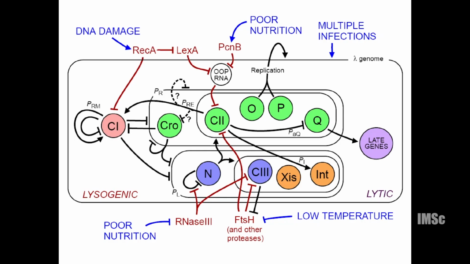You expect the other proteins to be much more noisy than C1 and CRO? Not necessarily. So a lot depends. Some are not. These two proteins are known to have a fair amount of fluctuations, but other proteins don't. Some of these other proteins are quite stable. These proteins that are involved in the lysogenic part are quite stable, and so on.